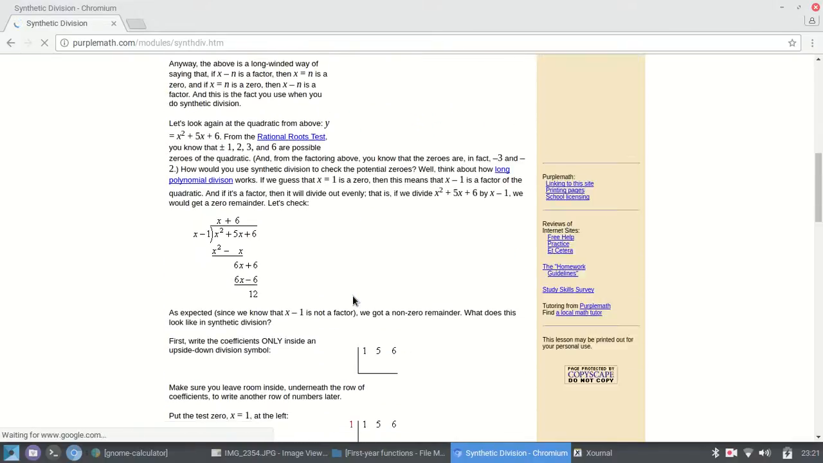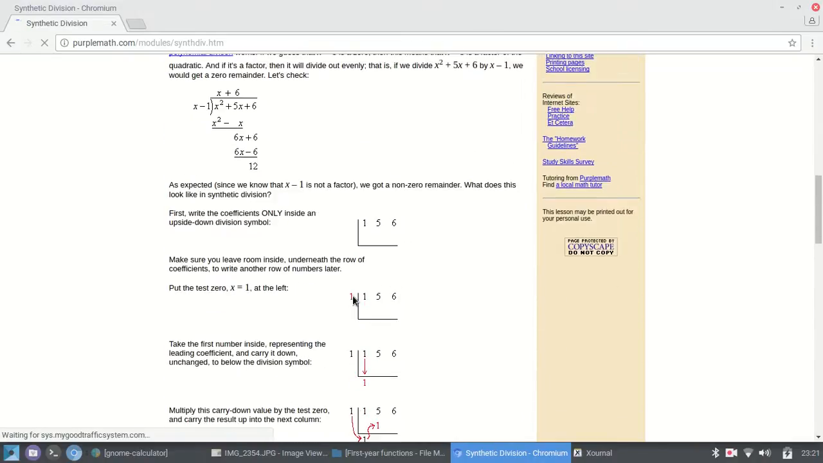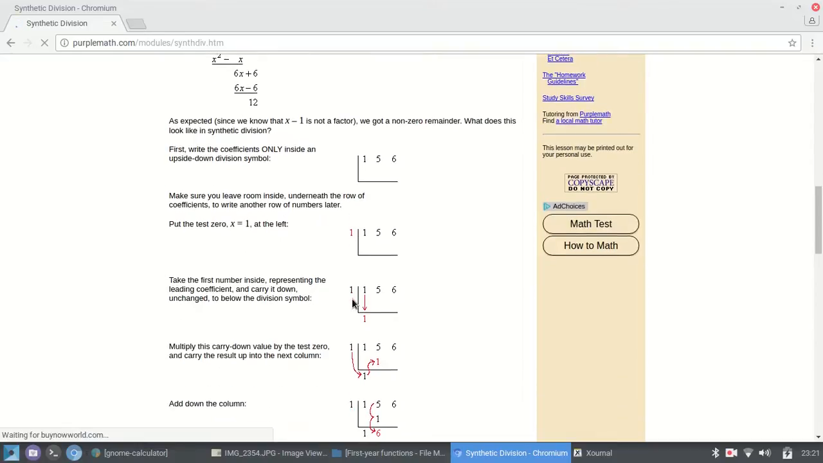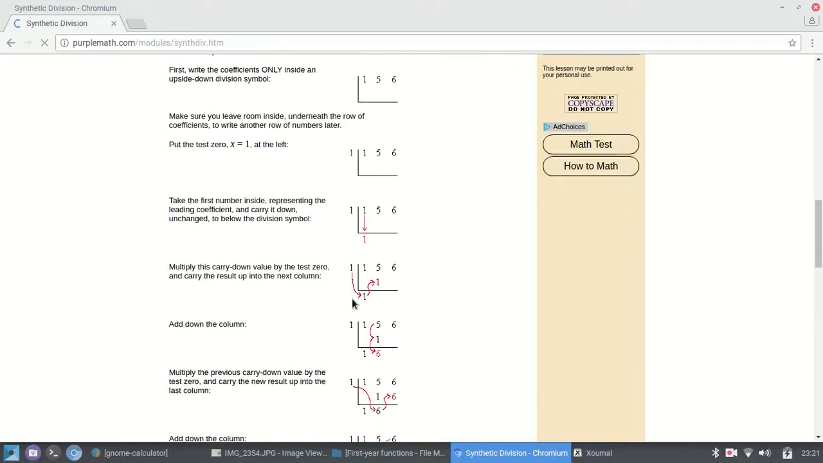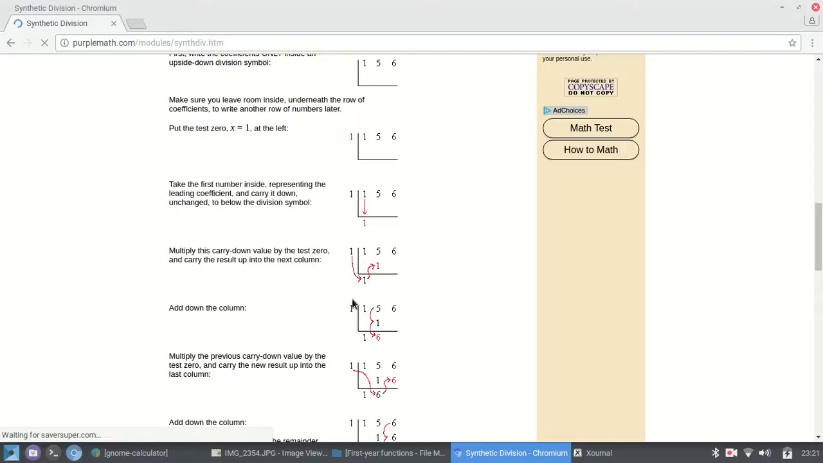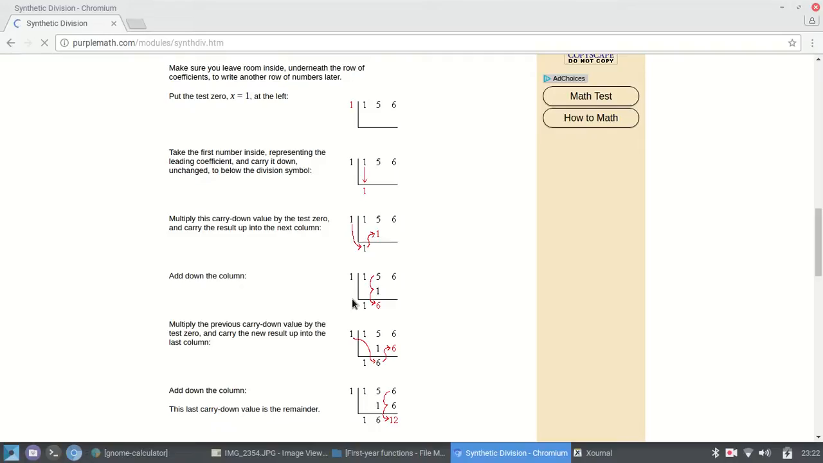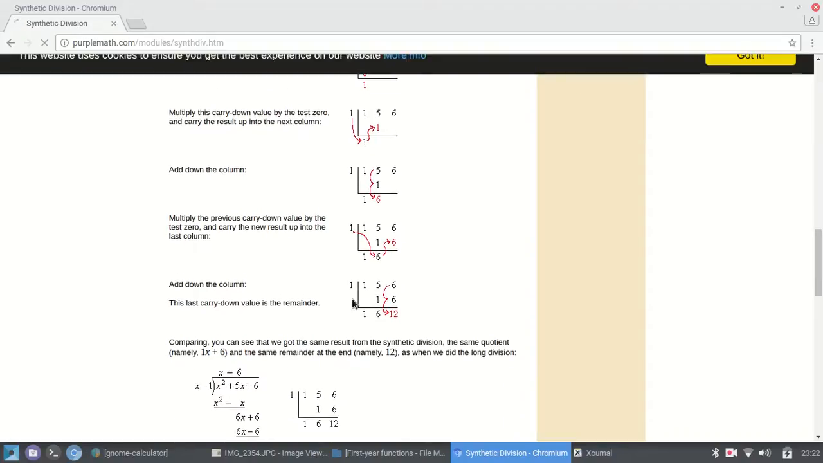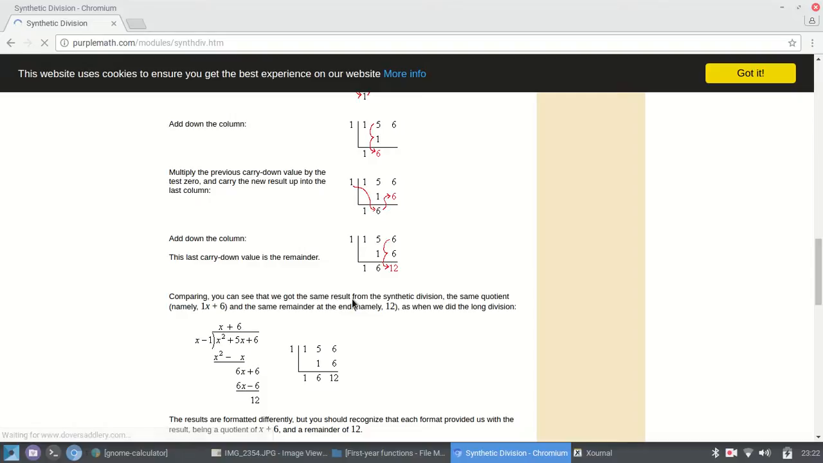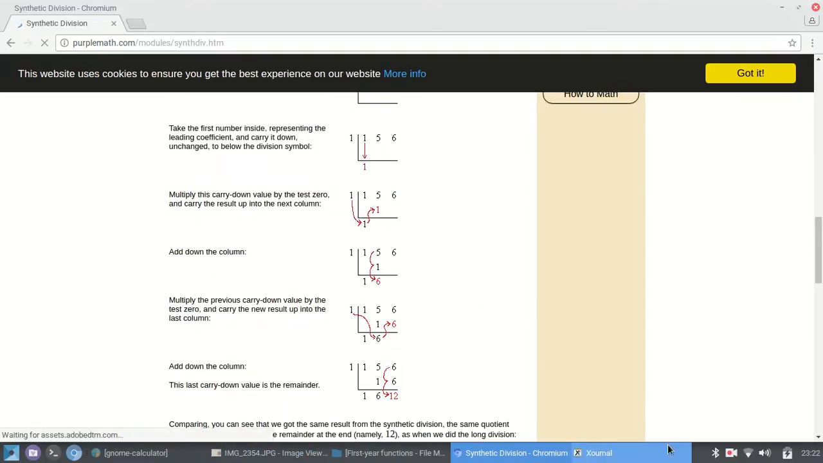Let's see. So you put 1, 5, and 6, the components, and you put the test 0 at the left. Then you multiply. No, carry it unchanged. Then multiply, and that goes over. Add down the column, 6, and then multiply again. Okay, so it doesn't look too bad, and the last carry down value is the remainder. Okay, sounds good.